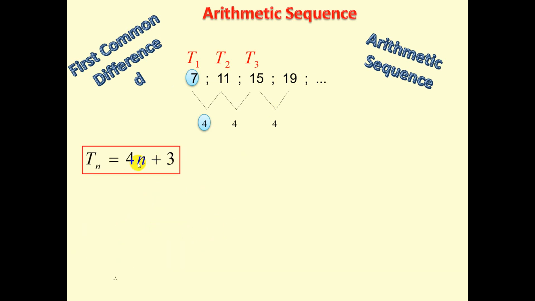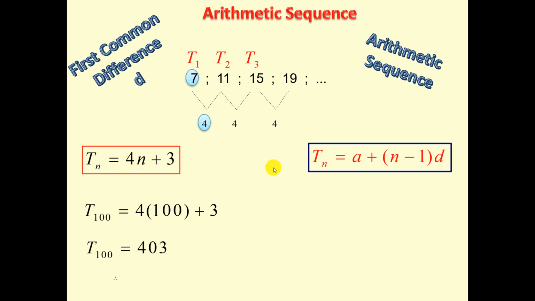Now, with this formula, 4n plus 3, we can find any term by substitution. If I want to find term 100, all I have to do is substitute 100 for n, and that'll give me 4 times 100 plus 3, which is 403. We could have used the original formula, Tn is equal to A plus n minus 1 all into D. Remember, our A value is 7. We're going to substitute n minus 1, 100 minus 1 is 99, and our D is 4. And that'll also give us 403.